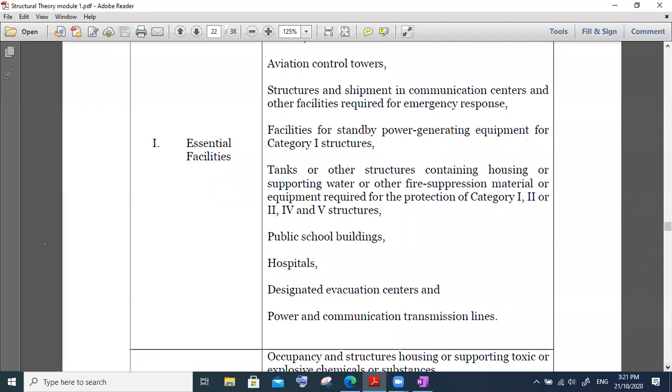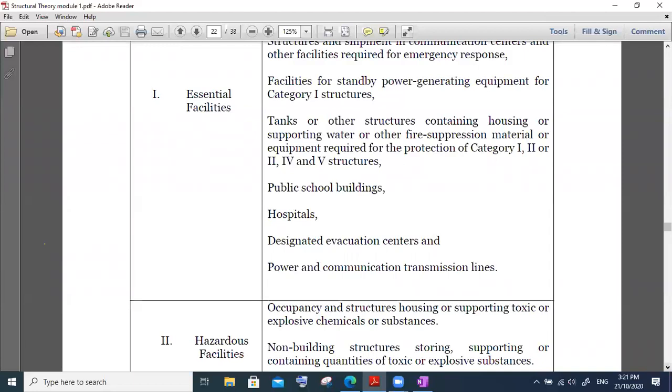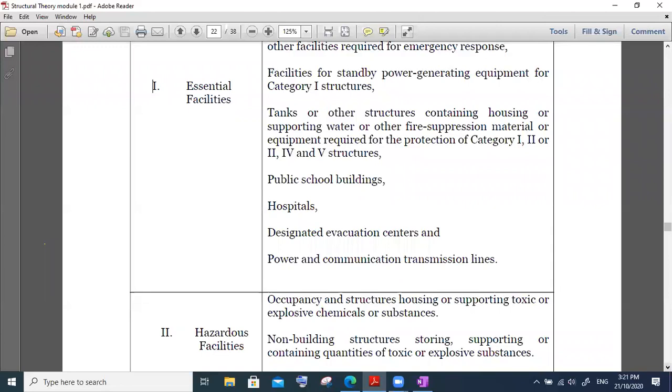Public school building is category 1. Hospitals, category 1. Designated evacuation center, category 1 din yan. And the power and communication transmission lines is considered as category 1.